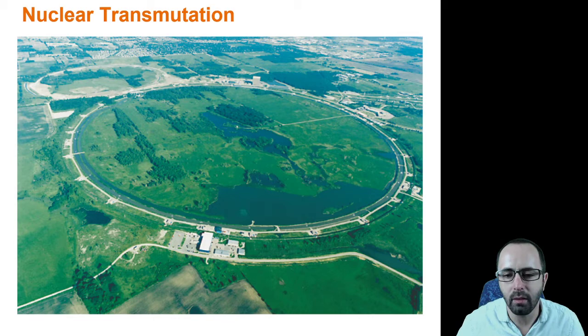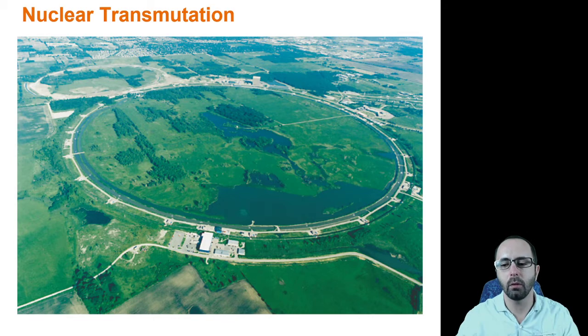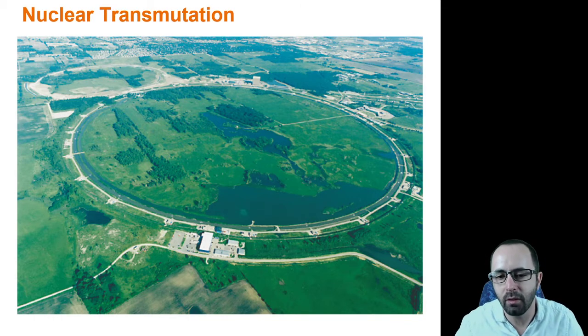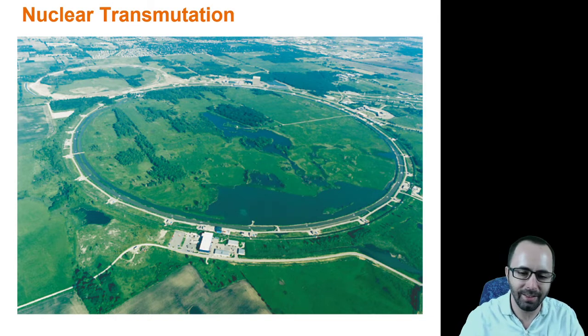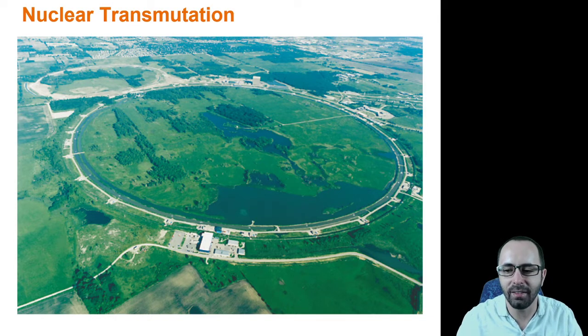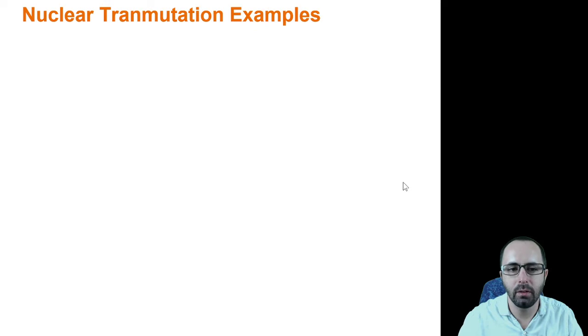They need these kinds of distances to accelerate these nuclei fast enough so that when they crash together, they can fuse just momentarily for a tiny fraction of a second, so that they can say, we made a new element and kind of study it a little bit, but it doesn't stick around for very long. So how does nuclear transmutation work, and how could we solve a nuclear transmutation type problem?